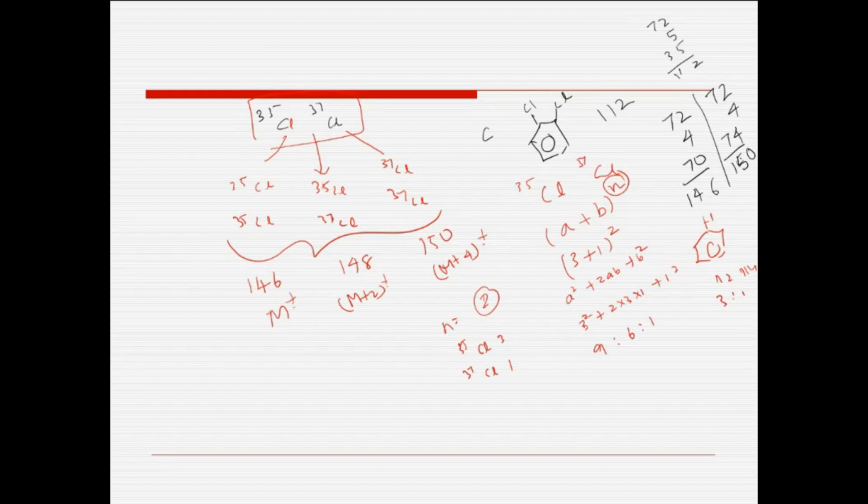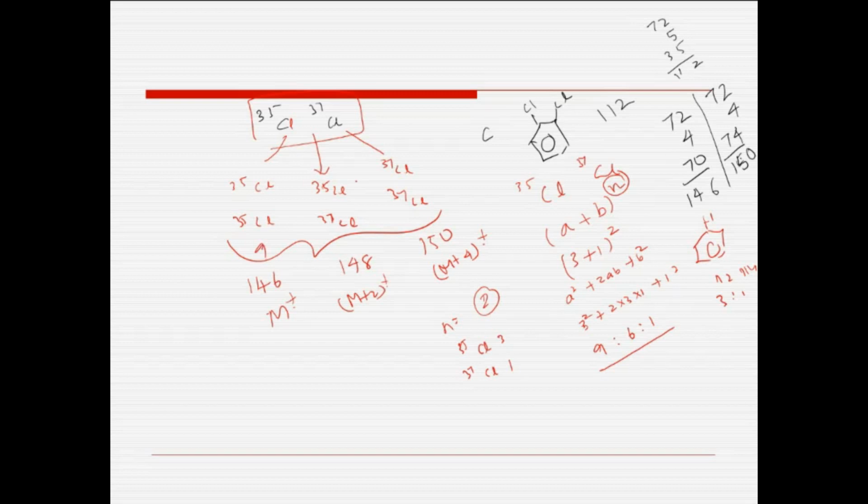Simple, done. If there were 3 chlorine atoms, it would be A plus B the whole cube. Based on that we can write: A cube plus 3A square B plus 3AB square plus B cube. Done. Based on that you can write the intensities. Okay, so here the intensity ratio is 9:6:1 based on this, very simple. What they said is both are 3, therefore 3 into 3, 9.